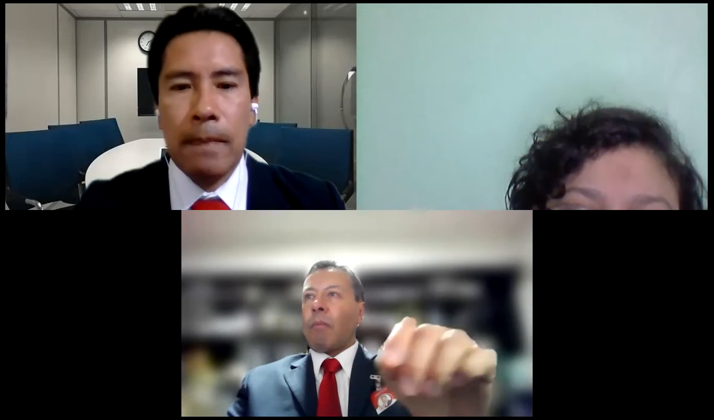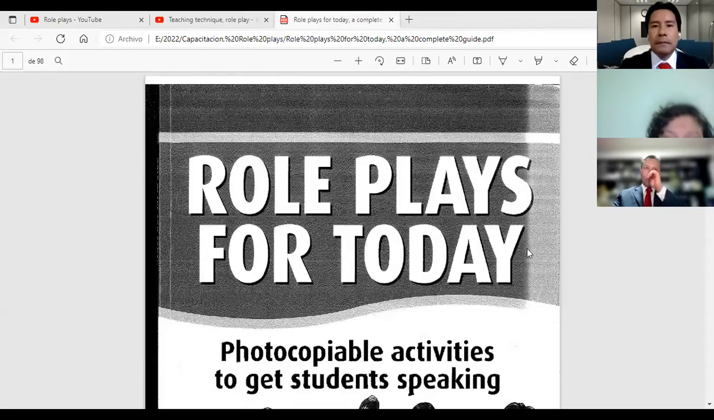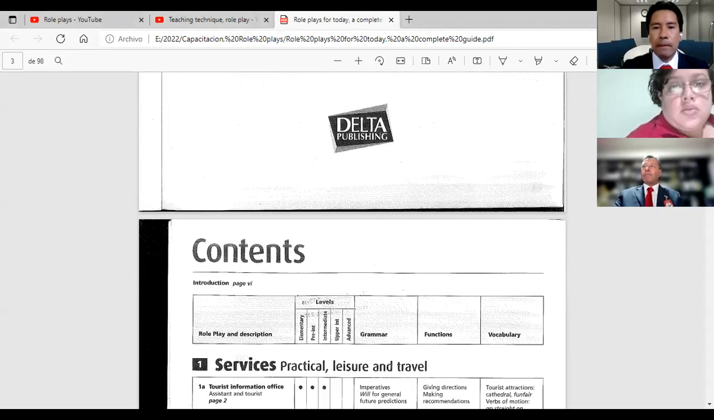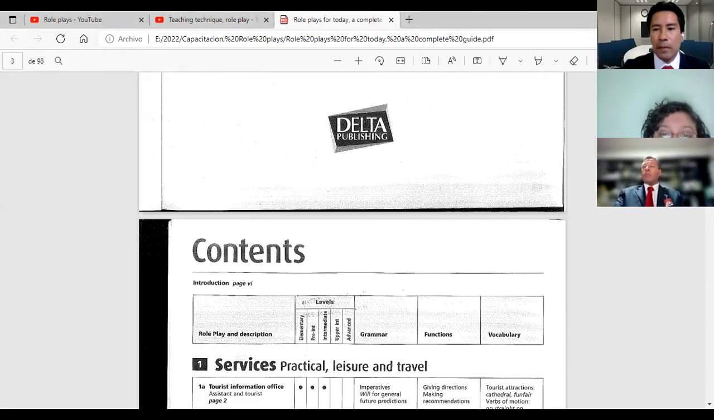I will share it. This is a PDF book. This is a complete book. It says Role Plays for Today. And now this book is structured by topics, for example, services. In fact, we have a book. You should remember we have travel and leisure. Well, right now it is called real life situations. And here you can read specific situations. Let me make it bigger for you.